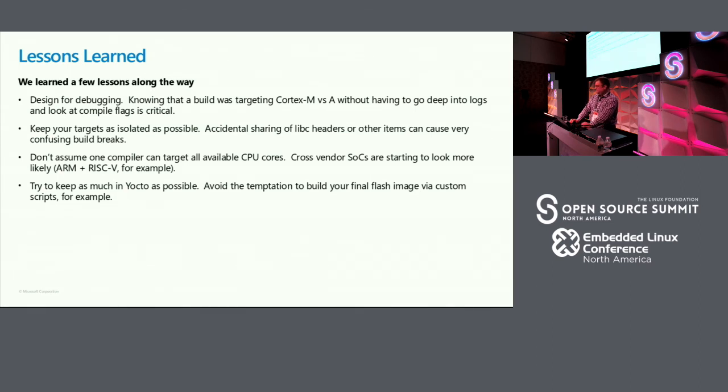The third one is just don't assume one compiler can target all your cores. I'm seeing a lot of scenarios where even with an ARM, you might have a chip that has a 64-bit Linux CPU, so you want to build the AArch64 compiler, but your microcontroller is 32-bit, and it's going to stay 32-bit for the foreseeable future. And so you might need multiple compilers there, and I'm seeing a lot of interest in hybrid scenarios with ARM plus RISC-V or ARM plus a specialized DSP, that kind of thing. And I think that trend is going to increase over time. And so you have to reason about, do I have the right compiler toolchain for my target?